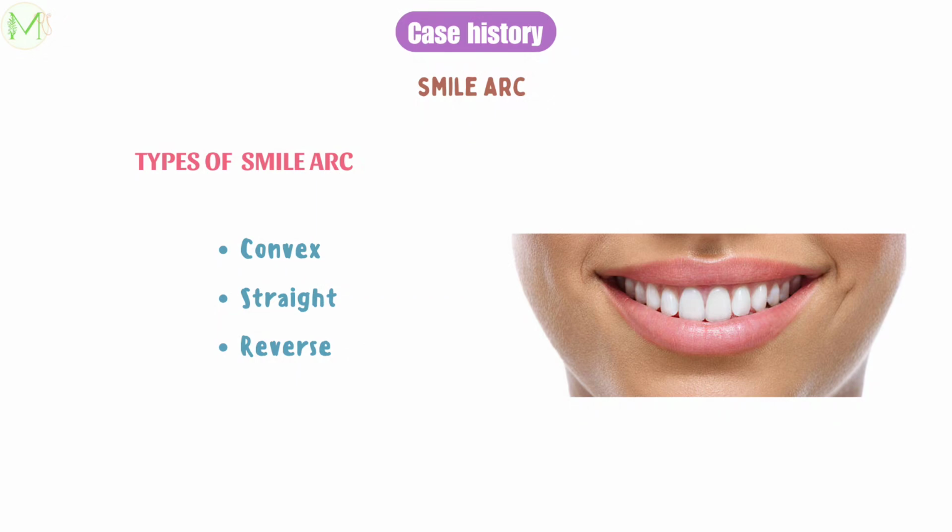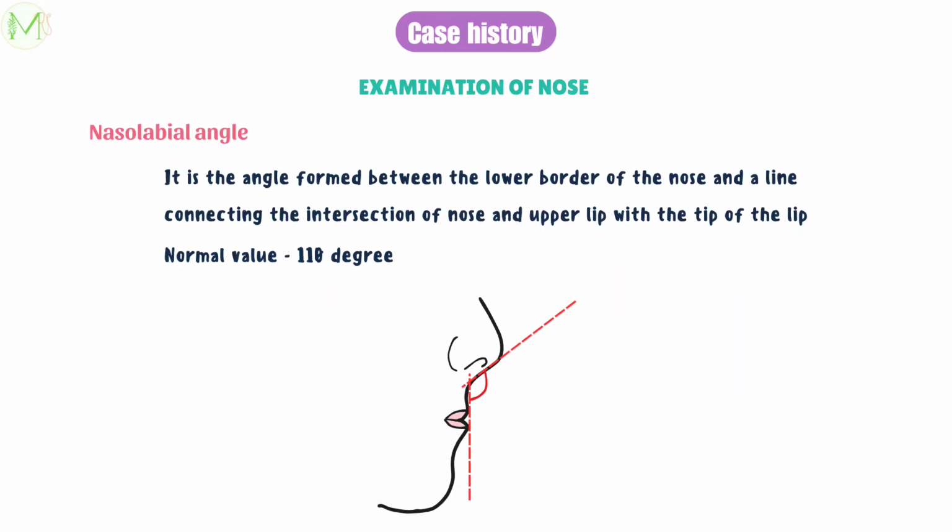In an ideal smile, the incisal edges of the maxillary anteriors are parallel to the curvature of the lower lips. Let's move on to examination of the nose. The nose contributes to the aesthetic appearance of the face and dominates the midface. Here, we need to look for the nasolabial angle. It is the angle formed between the lower border of the nose and a line connecting the intersection of the nose and upper lip. The normal value of the nasolabial angle is 110 degrees.